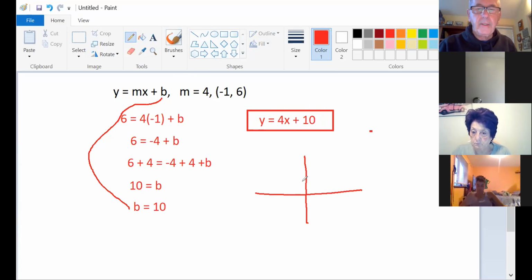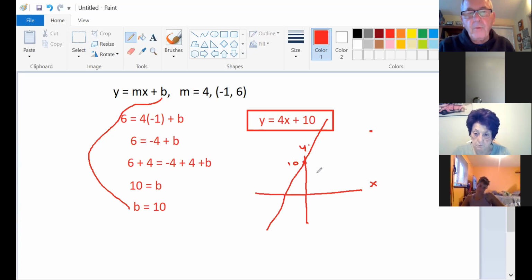So you've got a line like this. I know this 10 is where it crosses the y-axis, so this is up to 10. This is y, of course, this is x. This is 10 up here, that's where it crosses the y-axis. It's got a slope of 4, so it goes up 4 and over 1. So this line looks like this.